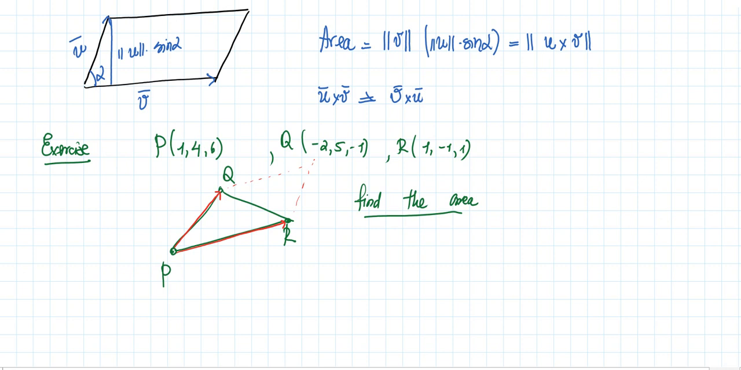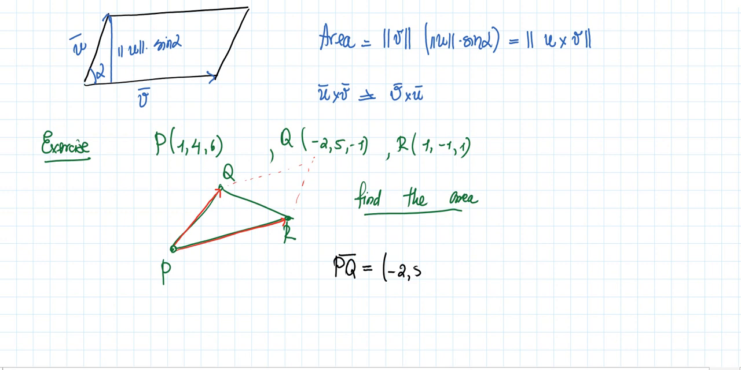So the vector PQ as a position vector can be found by subtracting the initial point from the ending point. So we need to write the ending point. It's going to be -2, 5, and -1, minus P, which is 1, 4, and 6. This is going to be a position vector. Basically, this is the vector.